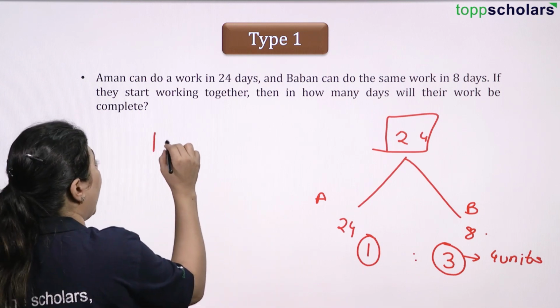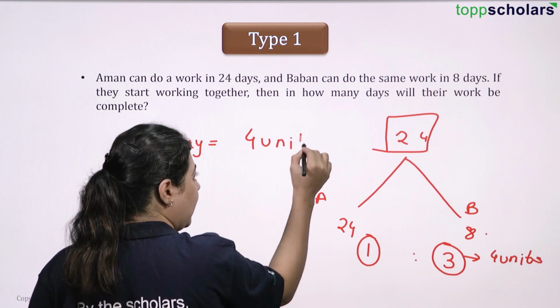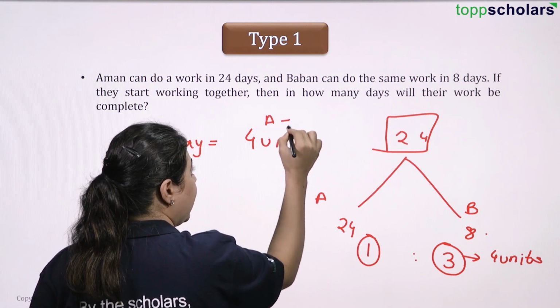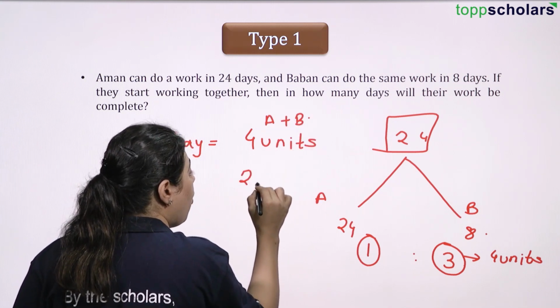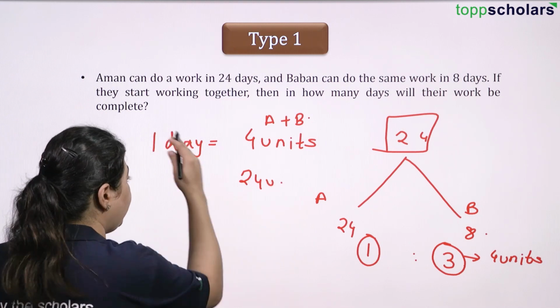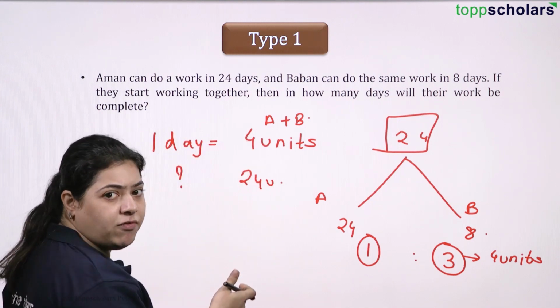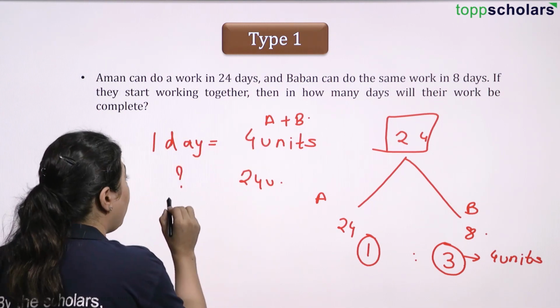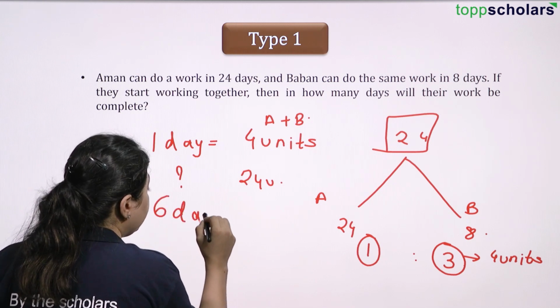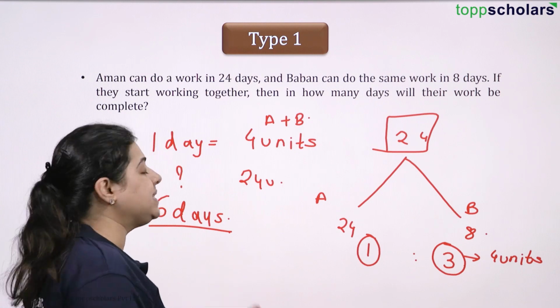So, if in one day, they can complete 4 units together, that is for A as well as B, 24 units will be completed in how many days? This is the question. So, if we do the cross multiplication, 24 into 1 divided by 4. So, 24 divided by 4 means 6 days will be our answer. So, Aman and Baban, they can together complete the work in 6 days.